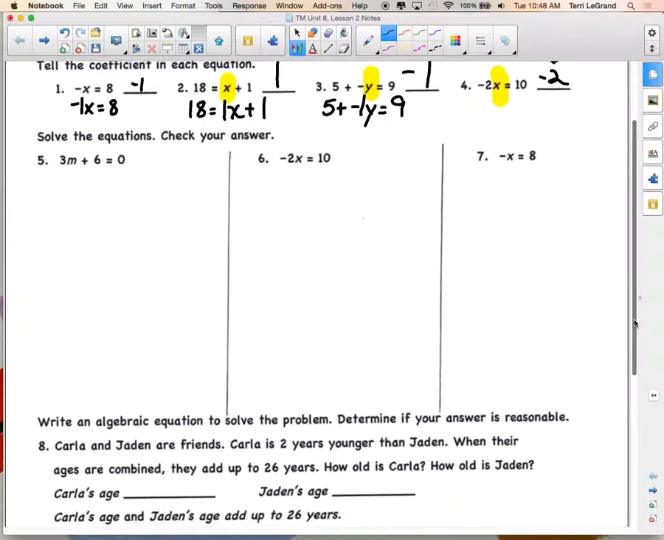Okay, number 5. Solve the equations and check your answer. So we're going to solve equations, and let's pretend for this first one that we have algebra tiles. Let's just pretend we do. They've been taken down to another classroom for a while. 3m plus 6 equals 0. So on one side of our equation, we would have what? How would we represent 3m? Sylvia?